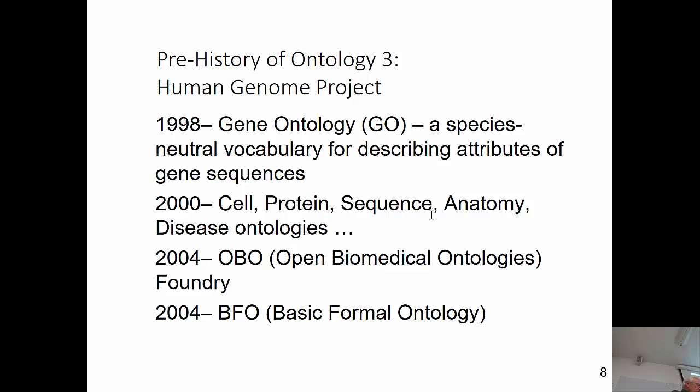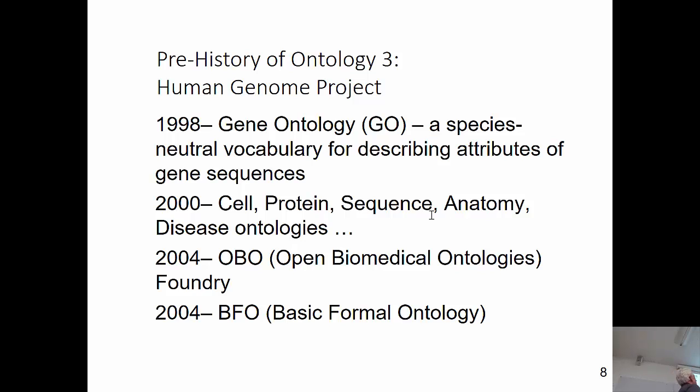But for this, you need a consistent species-neutral terminology of biology, and that's what the gene ontology is. It's not an ontology of genes, it's an ontology of biology, a big ontology of biological processes, cellular components, molecular functions combined together to help biologists do cross-species, cross-disciplinary biology.